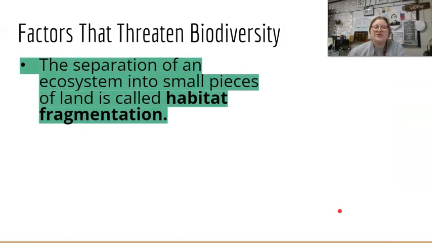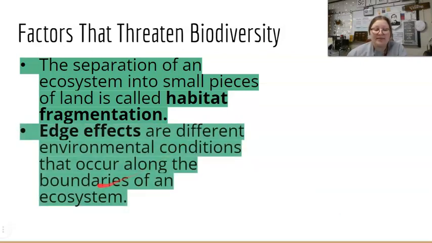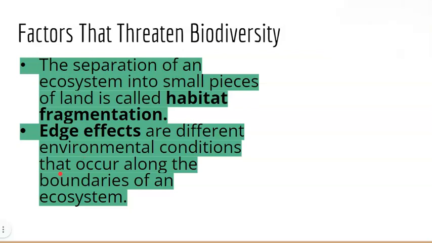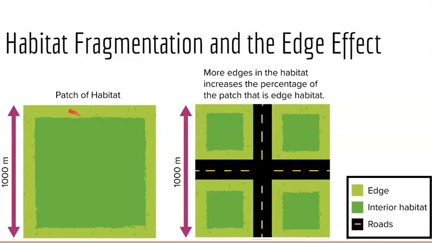So the separation of an ecosystem into small pieces of land is called habitat fragmentation. And something that happens and is related to that is this edge effect. Edge effects are different environmental conditions that occur along the boundaries of an ecosystem. So this is the edge right here. It's closer to the outside, so it's going to be a little bit more impacted by the world around it. It's usually going to be a little bit less diverse because most of the animals are going to want to be further in.